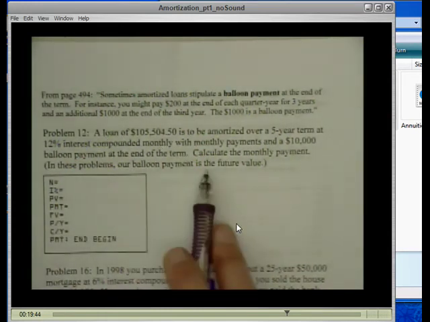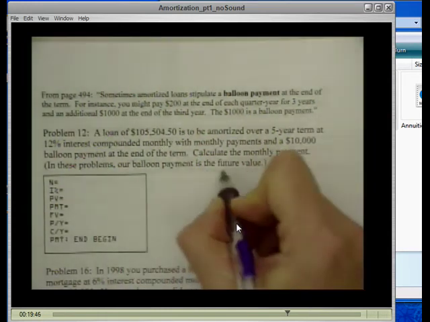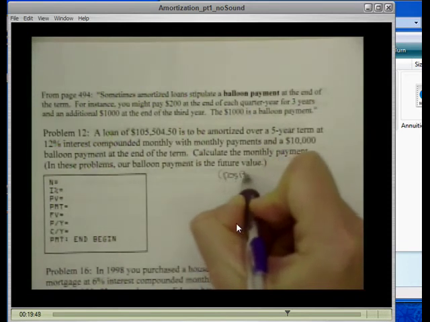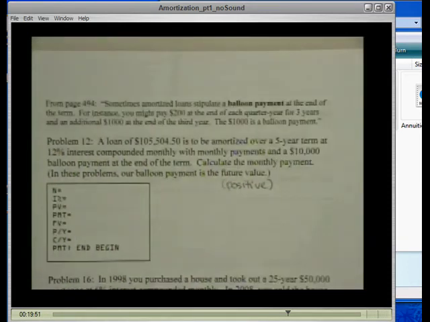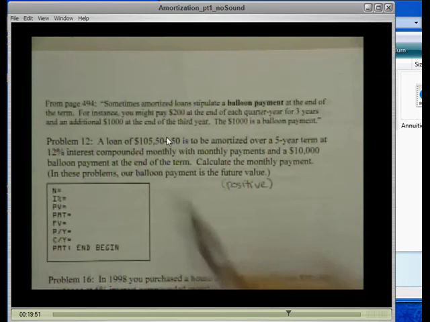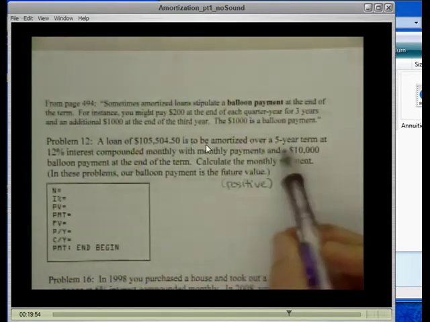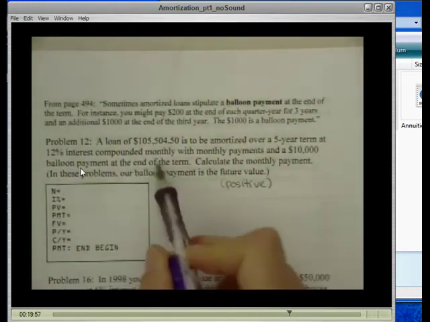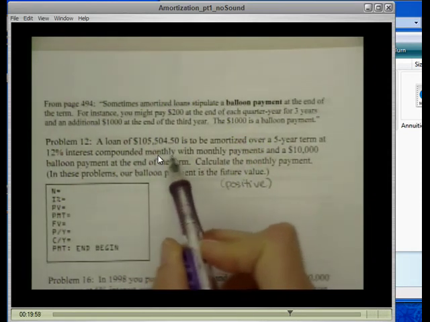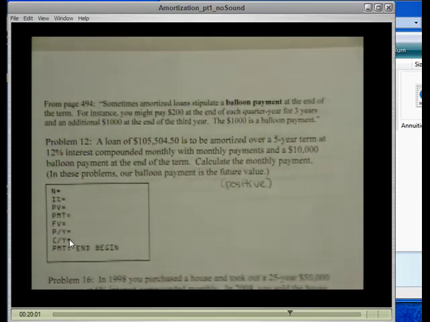So it says a loan of $105,504.50 is to be amortized over a 5-year term. Okay, so the one thing here, notice it says there's a balloon payment. When you're using the TVM solver to do problems with balloon payments, make the balloon payment the future value, and it should be a positive number. It's being amortized over a 5-year term at 12% interest compounded monthly. So we know the periods per year is 12.